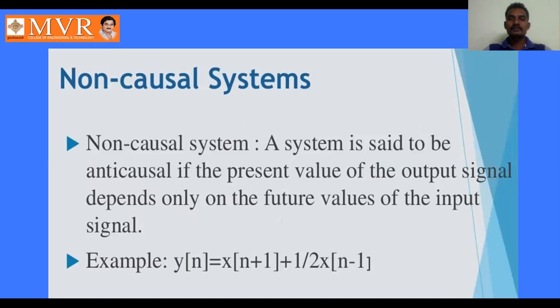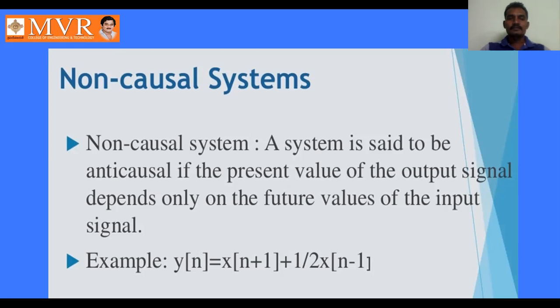What are non-causal systems? Non-causal systems are not causal systems. The exact reciprocal of the definition of the causal system is the definition of the non-causal system. A system is said to be anti-causal or non-causal if the present value of the output signal depends on the future values of the input signal. Whereas a causal system's output depends on the present and past values of the input signal. For example, y of n is equal to x of n plus 1 plus half of x of n minus 1.